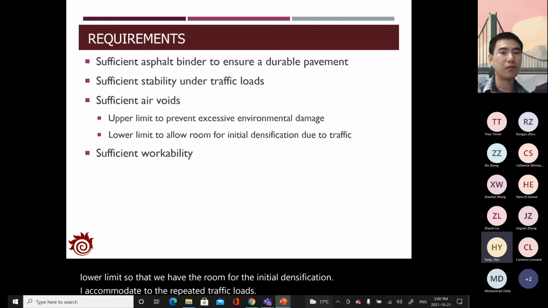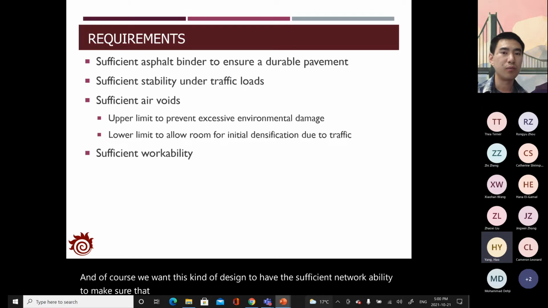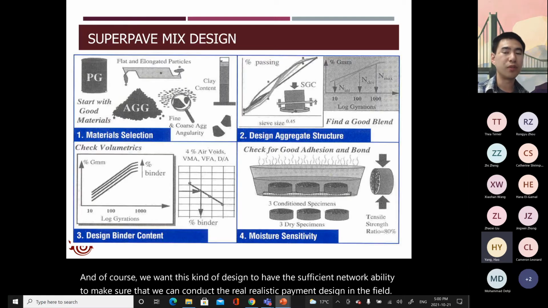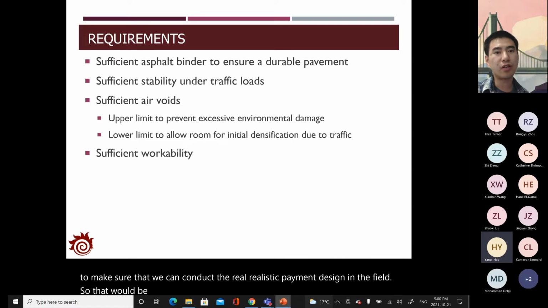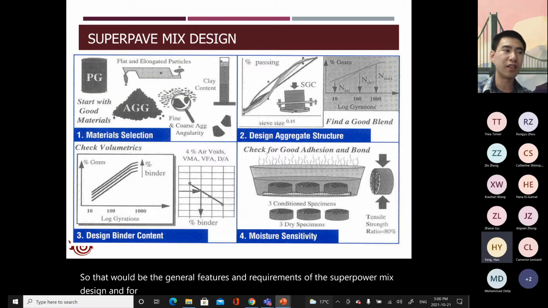And of course, we want this kind of design to have sufficient workability to make sure that we can conduct realistic pavement design in the field. So that will be the general features and requirements of the SUPERPAVE mix design. And from now on, we're going to see the steps to conduct the design.